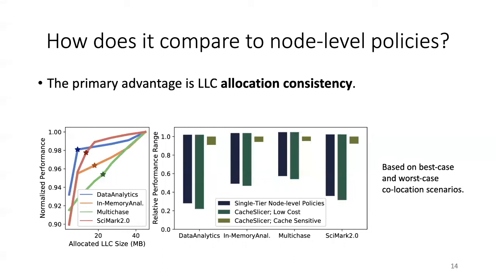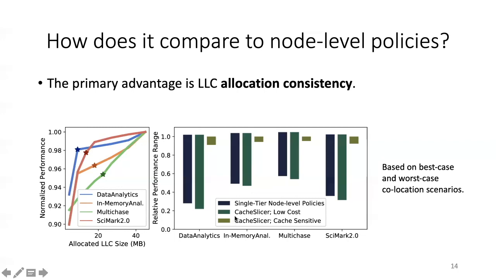We first took four applications. We analyzed their sensitivity to last level cache, as you can see on the left subfigure, and we got the needs for those curves. That determined the baseline for performance. We then created the worst case and best case scenarios of co-locations among these applications. And as you can see to the right, the navy blue is where we have the node level policies, in terms of relative performance range compared to the stars in the left subfigure.